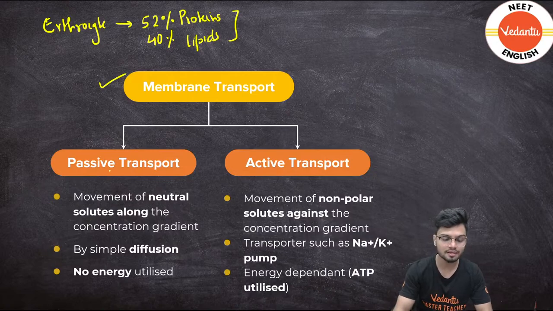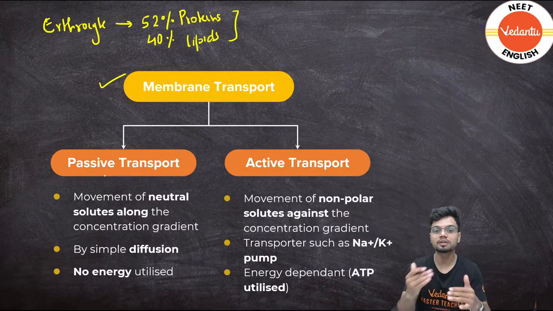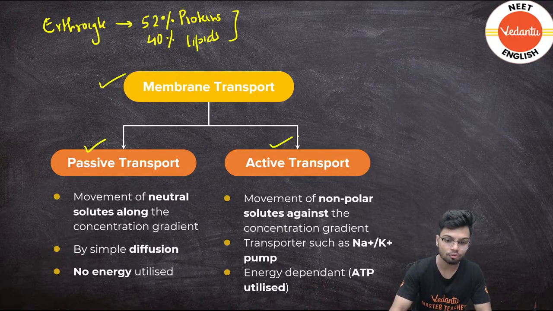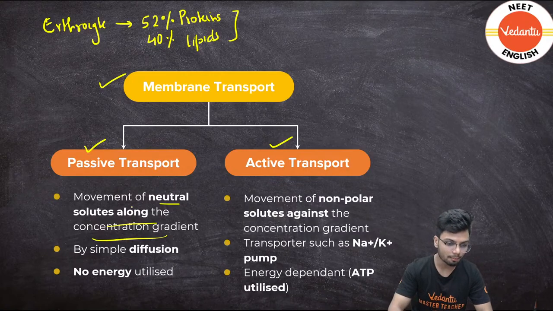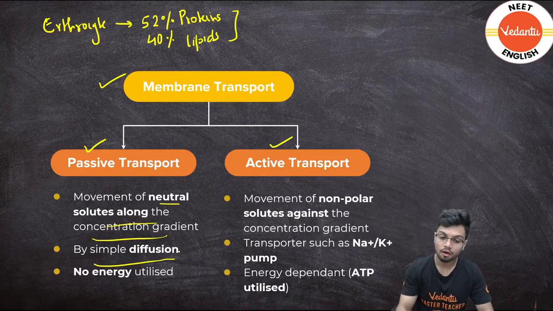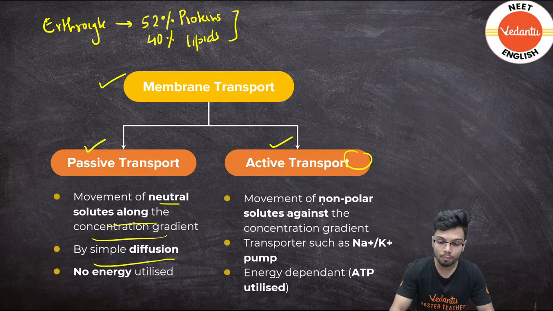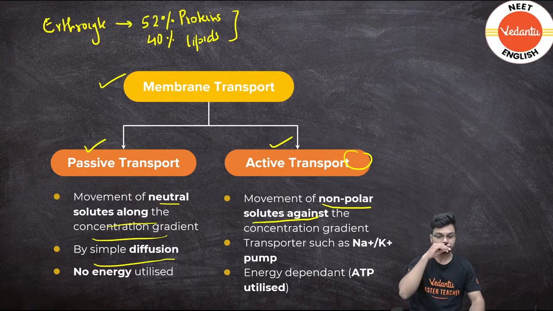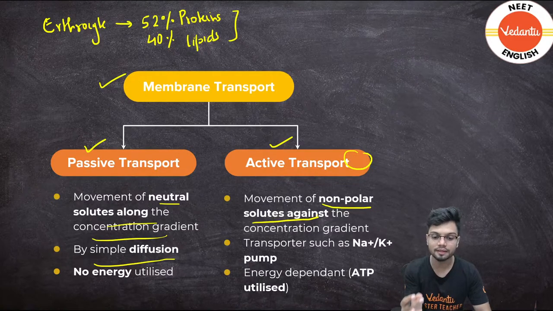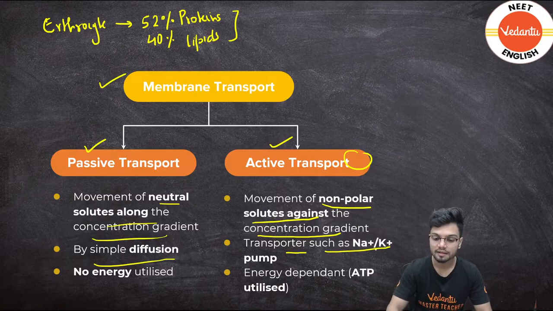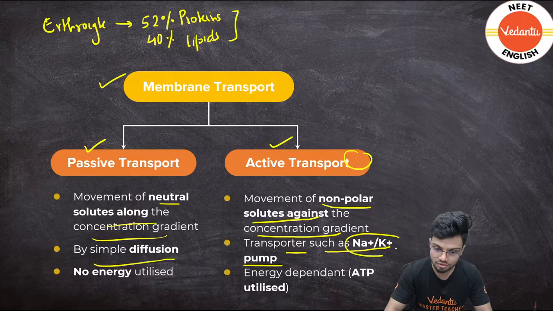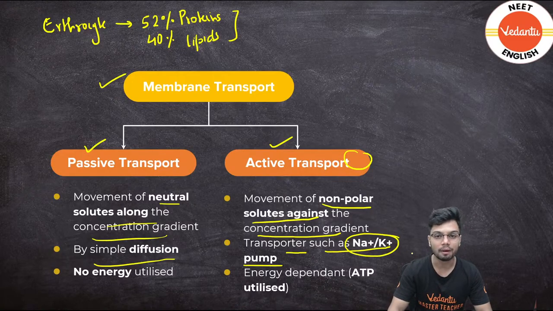The next function: I told you this plasma membrane can show different types of movement, that is, passive transport and also active transport. What is passive transport? Movement of neutral solutes along the concentration gradient, with no energy requirement, by simple diffusion of molecules. What about active transport? In active transport, non-polar solutes need to enter, because your plasma membrane will not allow them otherwise. They will enter against the concentration gradient and need to use ATP, such as the Na plus and K plus pump. I won't be able to teach you how the pump works now: three Na plus going outside, two K plus going inside. It is energy dependent, that is, ATP is required.